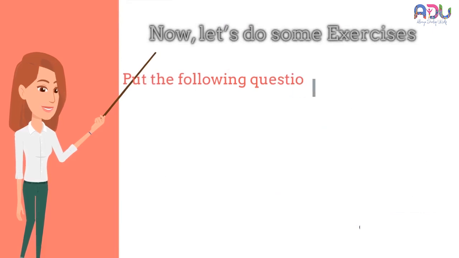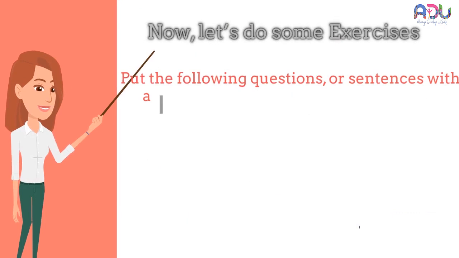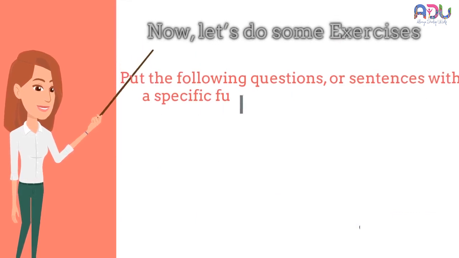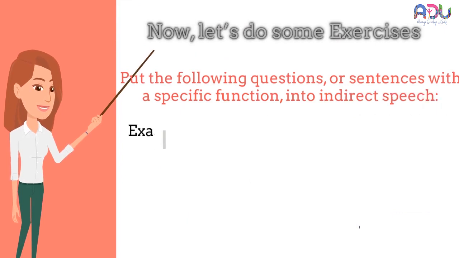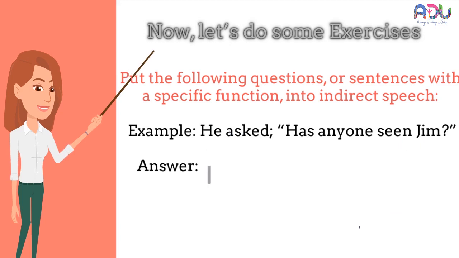Now, let's do some exercises. Put the following questions or sentences with a specific function into indirect speech. I'll give you an example. He asked, "Has anyone seen Jim?" This is the direct question. The answer is, he asked if anyone had seen Jim.